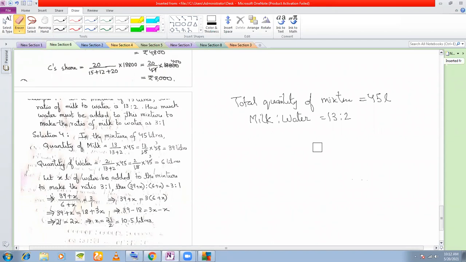How much water must be added to the mixture to make the ratio of milk to water 3:1? So you have a certain mixture. Now you want to change the ratio of milk to water. So how much water should be added to change the ratio, right? So first of all, we calculate the original quantity of milk, which is equal to 13 by 13 plus 2 into 45, which is equal to 13 by 15 into 45.